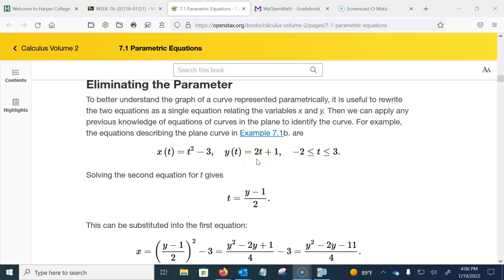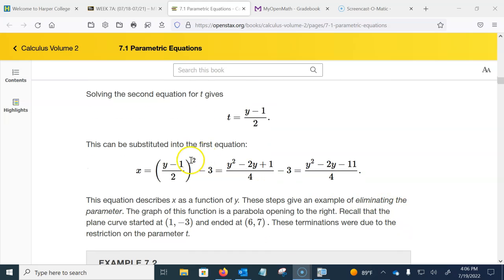Okay, so here solving for t, you get t equals (y minus 1) over 2. Then you're going to substitute (y minus 1) over 2 into the x equation for t. So instead of t squared, you'll have ((y minus 1) over 2) squared. And now you have x, when you do the simplification, equals (y squared minus 2y minus 11) over 4.